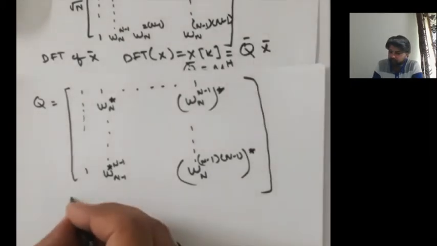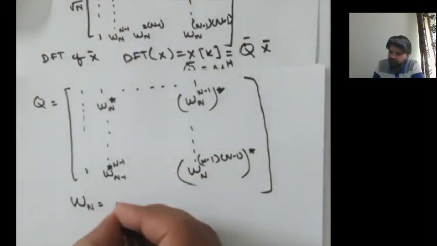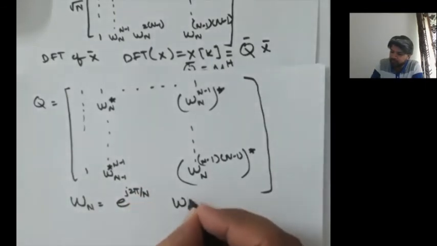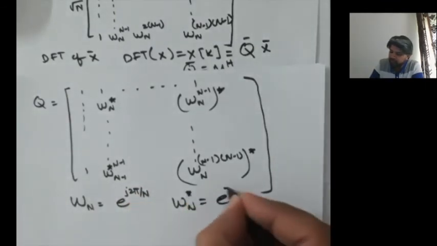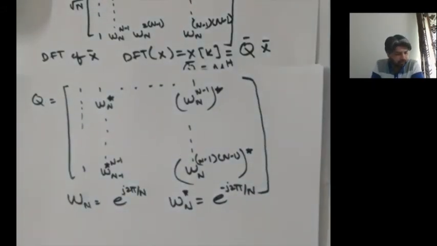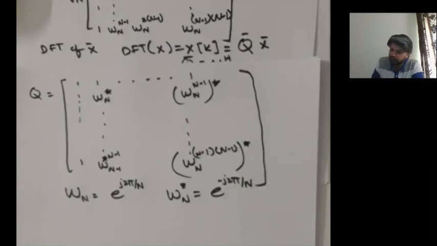So let me write that precisely. If Wn is e to the power j 2 pi by n, Wn conjugate would be equal to e to the power minus j 2 pi by n, right? And that allows you to compute the Fourier transform of the vector x.